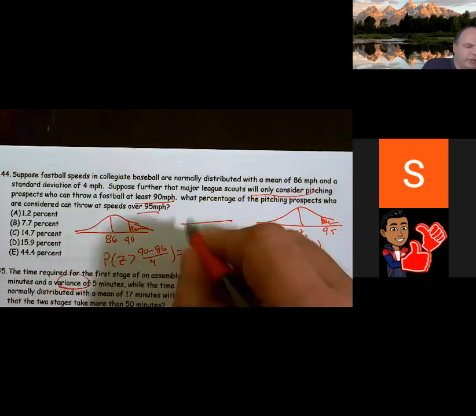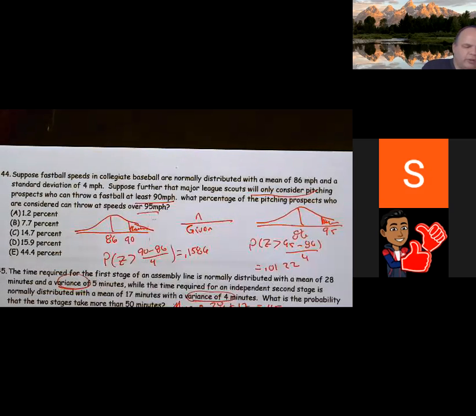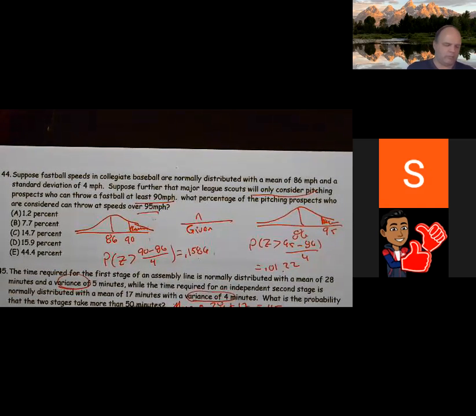And since it was considered, that's like saying given. So the given is in the denominator and the intersection is on top. So 0.0122 divided by 0.1586. So B, 7.7%. Really, even though there's not a big difference in speed between 90 and 95, only 7, or almost 8%, of those who can throw 90 can throw 95.